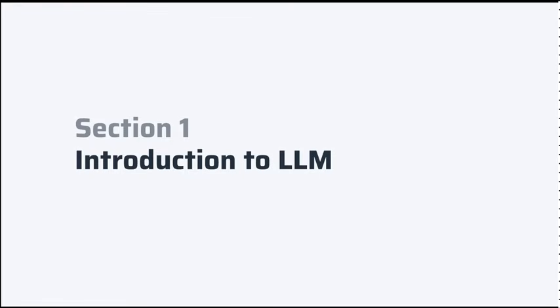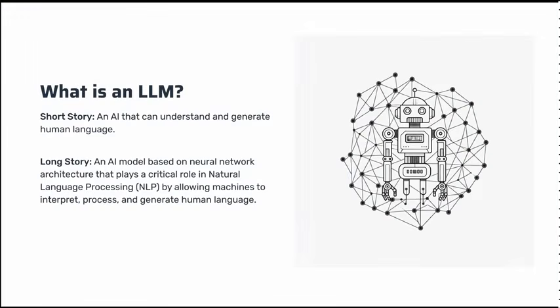We'll start with our introduction to LLMs. So what is an LLM? Well, the short story is effectively that it's an AI that can understand and generate human language. And the long story is that it's an AI model based on neural network architecture that plays a critical role in natural language processing that allows machines to be able to interpret and understand human language.